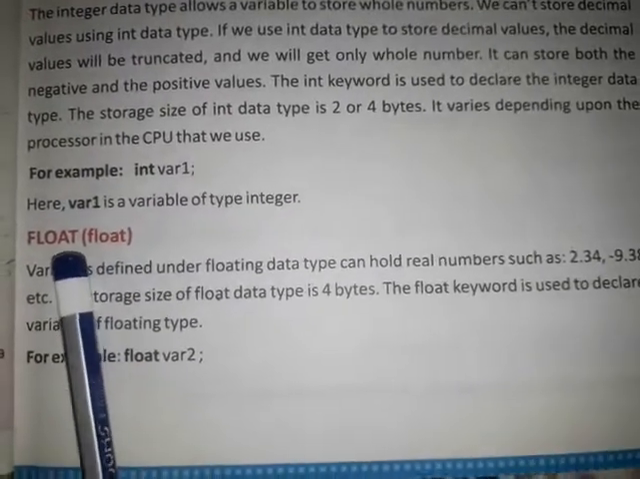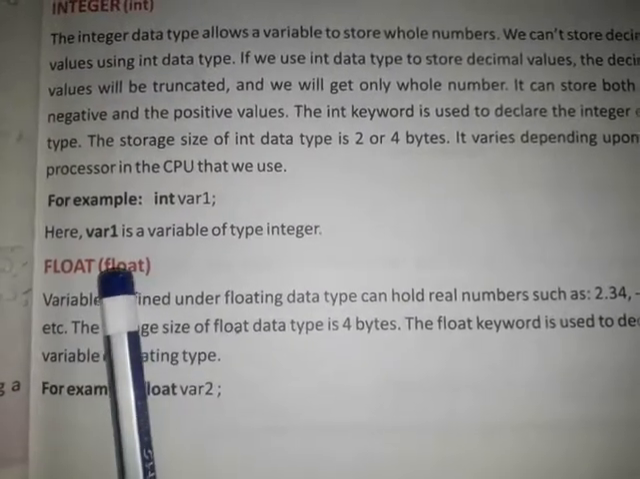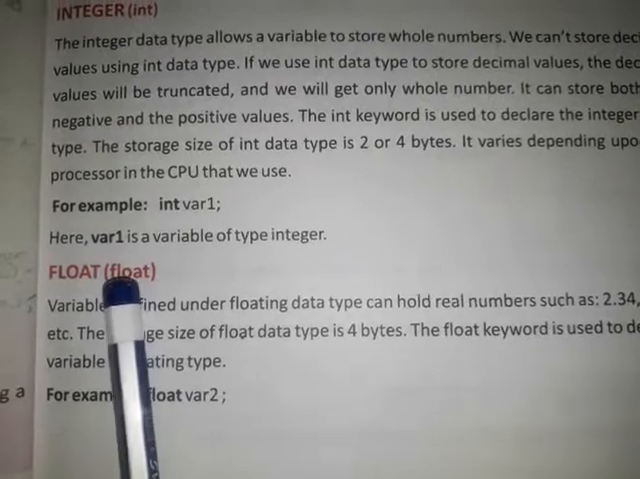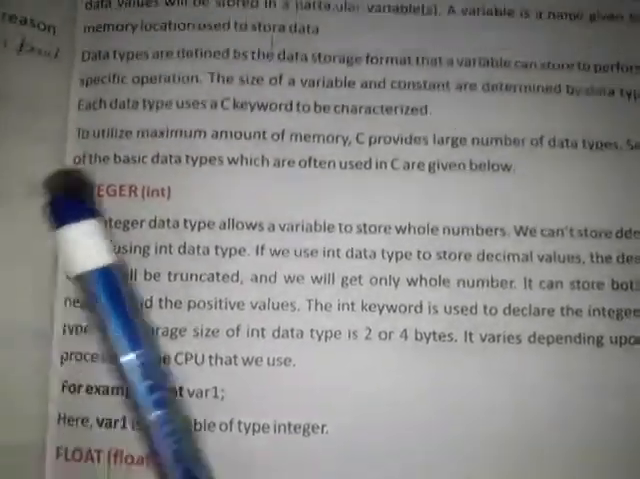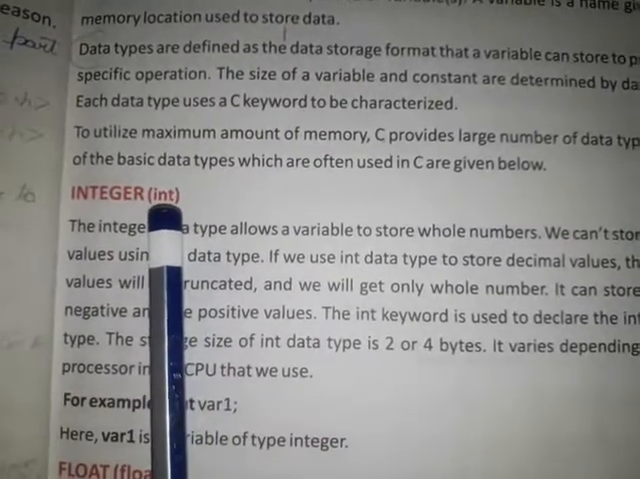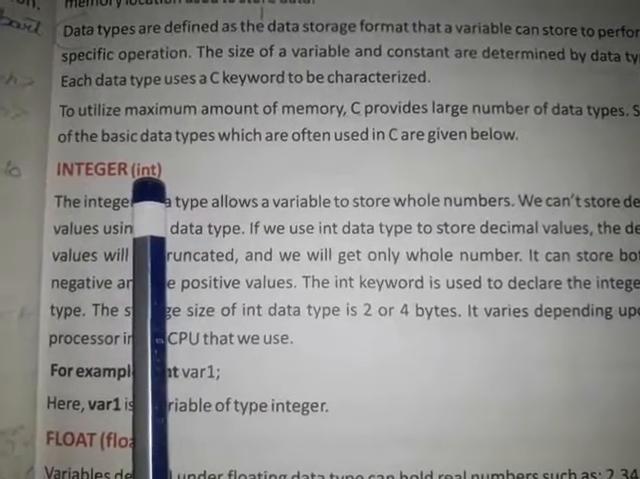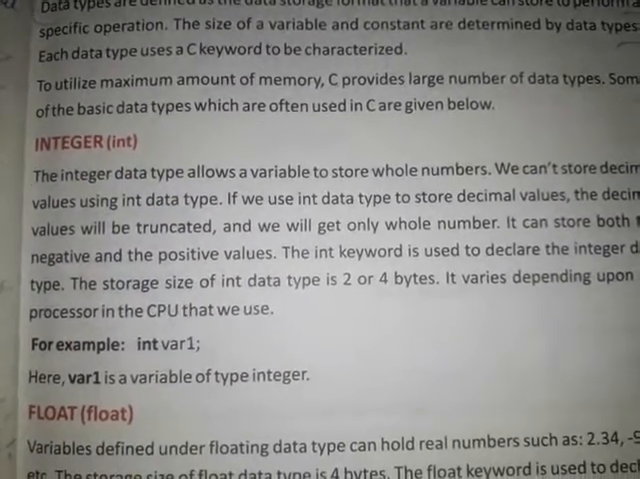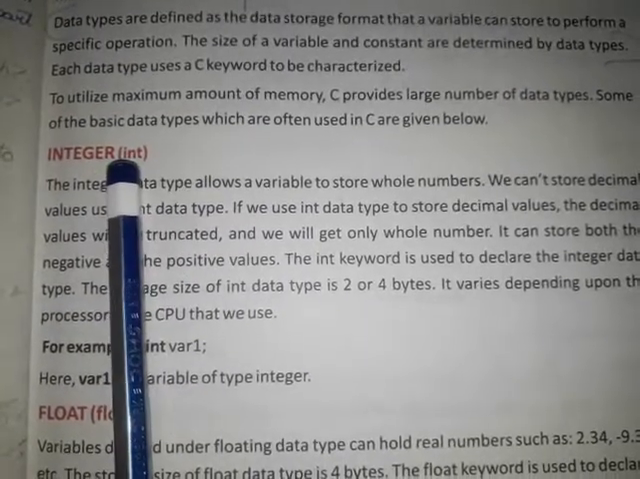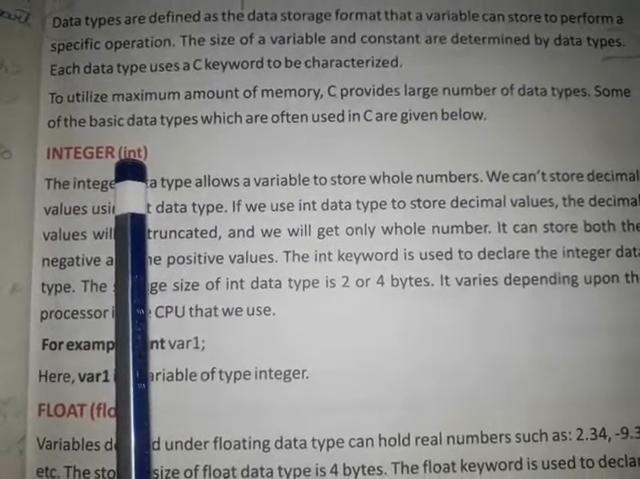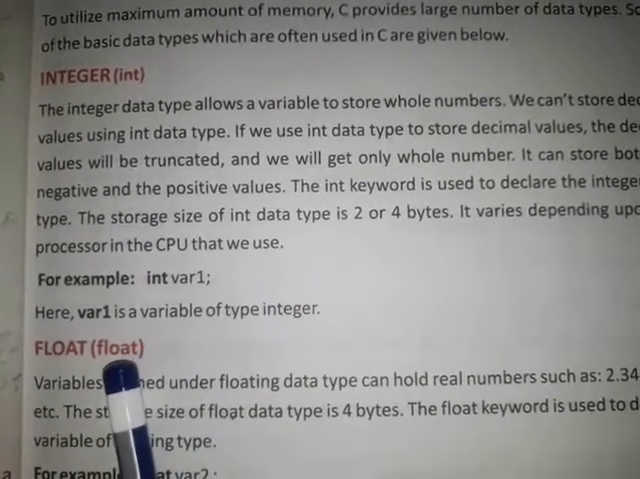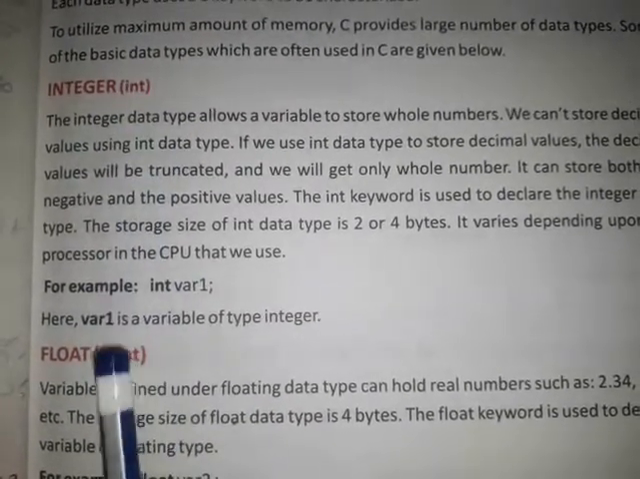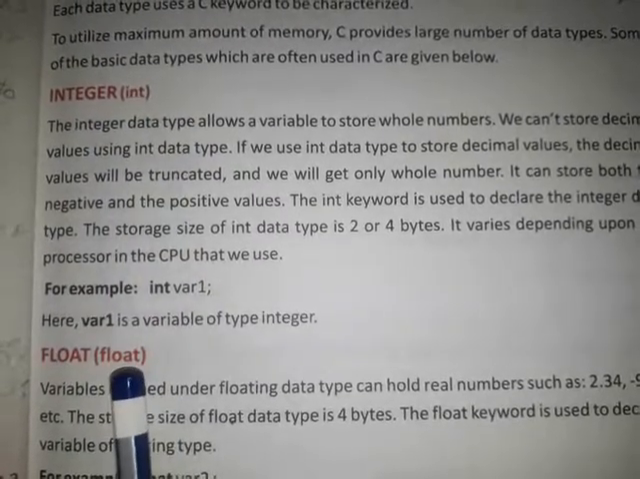Another data type is float and the keyword is float. Look here, float is written in all small letters, not in capital letters, and int is also written in small letters. C is a case sensitive language. Case sensitive language means whatever is written in small should be written in small, and whatever is written in capital should be written in capital. So this float and this int should be written only in small letters.